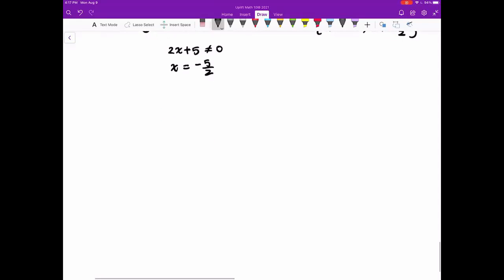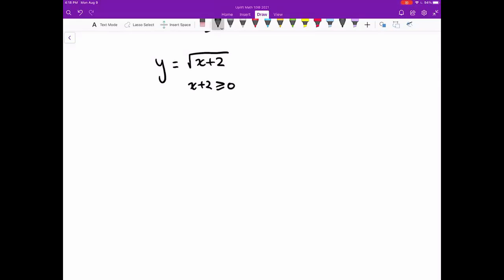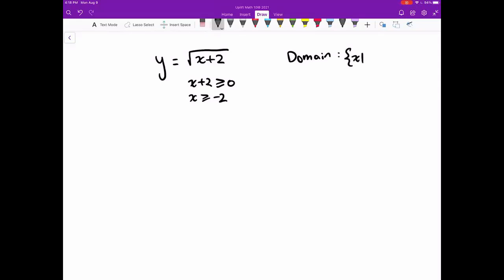Now let's go to radicals. For example, we could start out with the equation y is equal to square root of x plus 2. We know that the radicand can't be a negative number, so x plus 2 must be greater or equal to 0, and x must be greater or equal to -2. So that's the domain: x where x is an element of the reals, and x is greater or equal to -2.